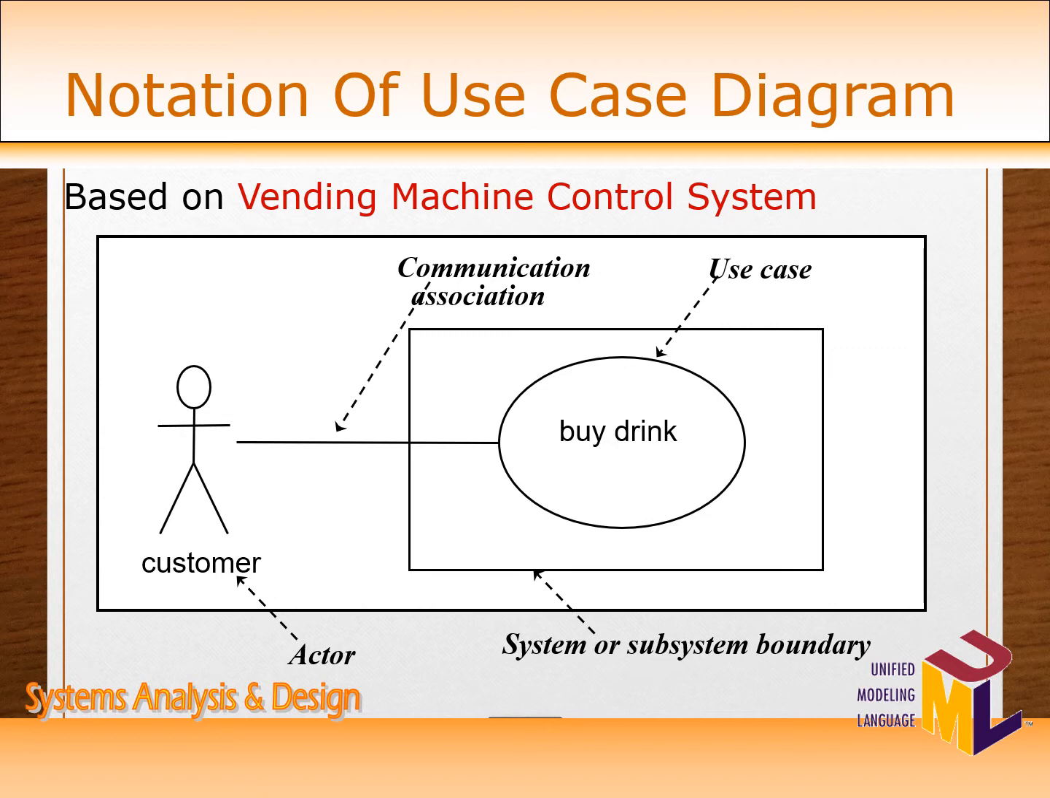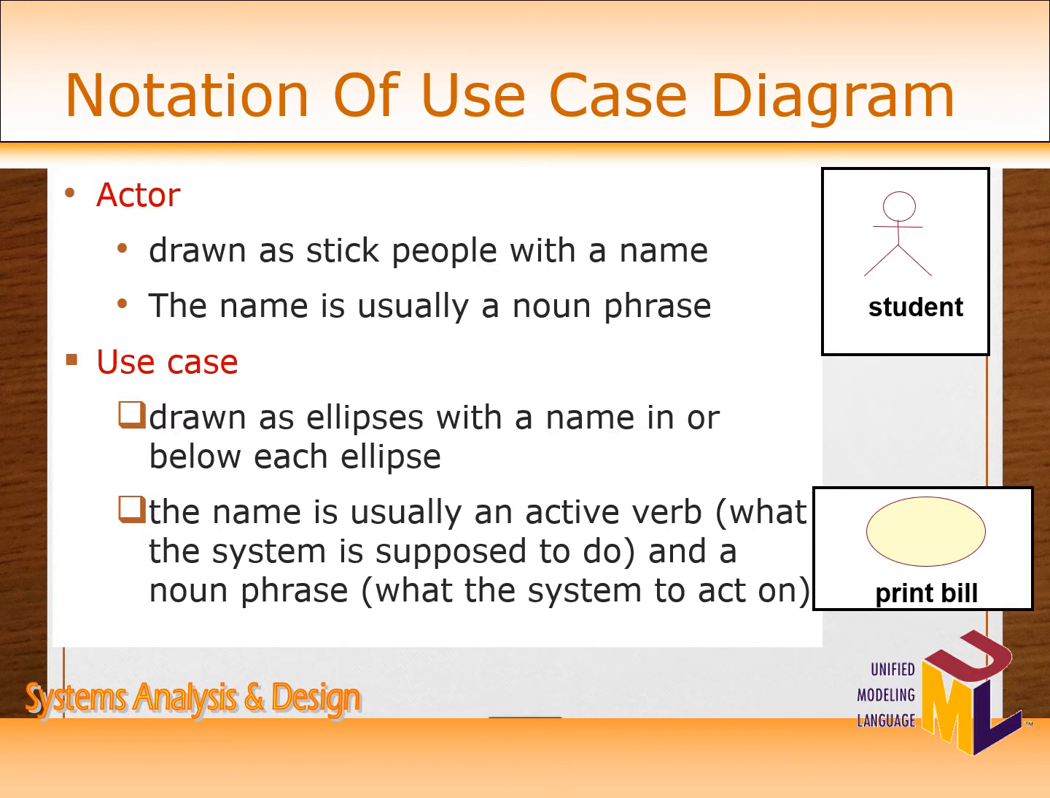And then you have the arrow, the communication association. Sometimes you might have an arrow going in if it's a primary actor, or you can have an arrow going out if this is the secondary actor. Okay, so it looks like that.